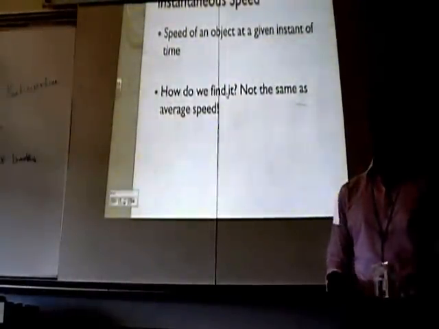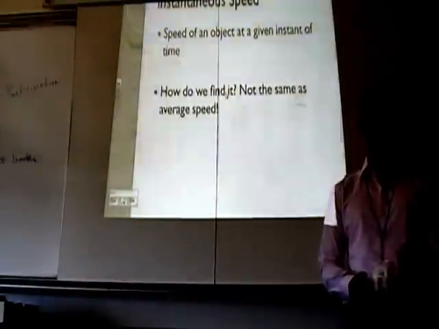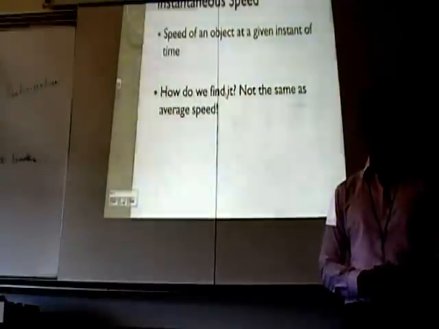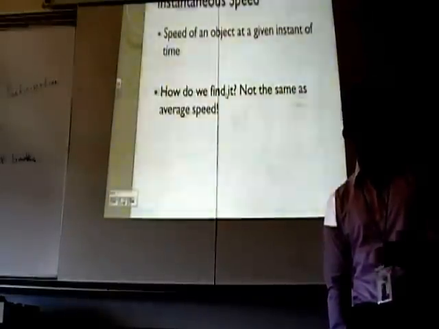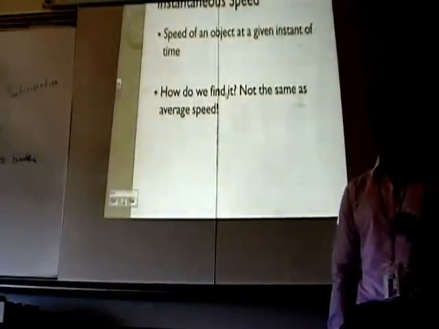Because we know that it starts at 0, then it goes to 1, then it goes to 2, then it goes to 3, and so on. So average speed is constantly changing. We're looking for speed at a particular moment.